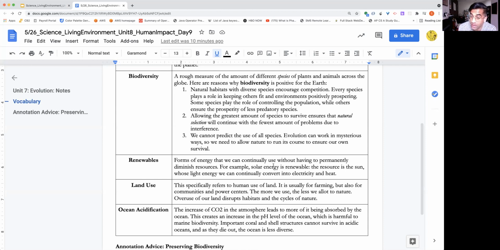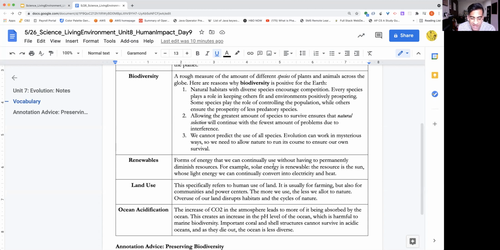So for one, natural habitats with diverse species will encourage competition. The basic idea here is that every species has a role to play. And some of these roles, as I say in number 3, we can't predict. Evolution can work in mysterious ways. It's very important that we allow it to occur uninterrupted, because that will result in the greatest amount of natural selection.